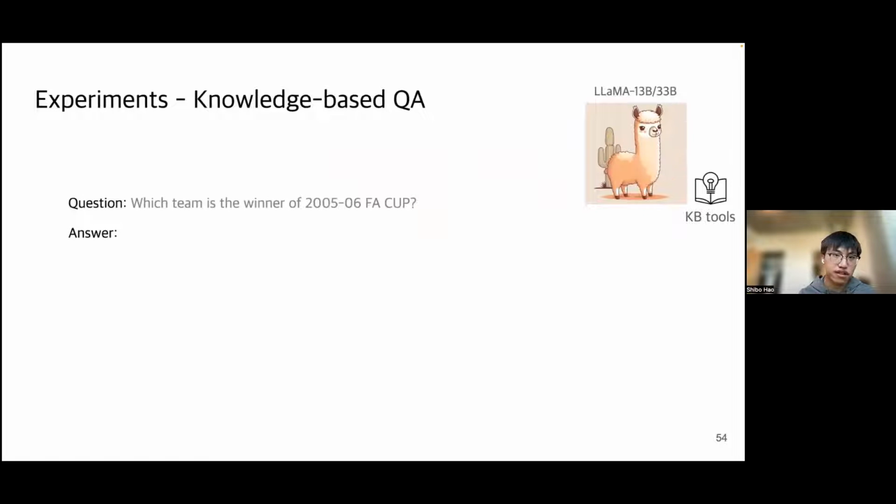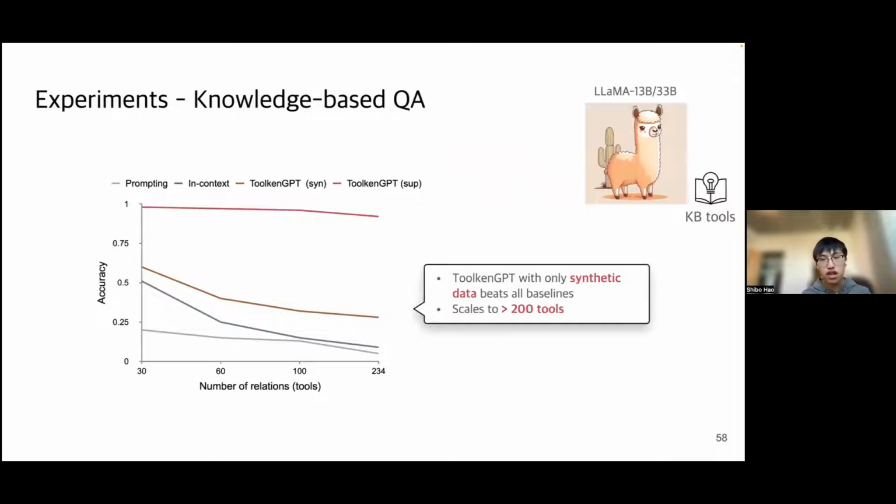And for knowledge-based question answering, we connect Llama models with a knowledge base. So in this example, the user is asking about the winner of a sport event. Instead of directly generating the answer, ToolkenGPT calls the tool from a knowledge base to provide a more reliable response. And here's the run example. In our experiment, we found ToolkenGPT trained with only synthetic data beats all baselines, and it scales well to over 200 tools.